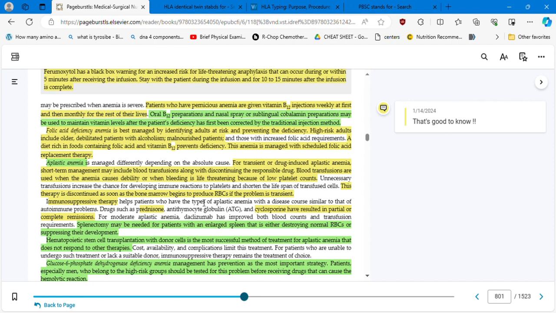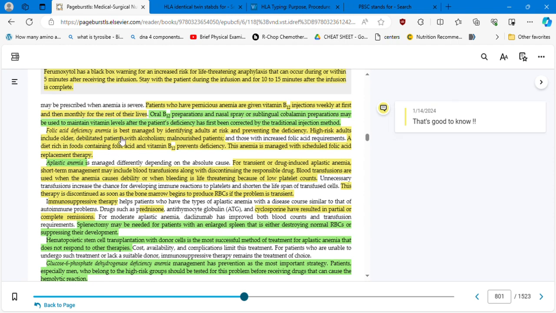Patients who have pernicious anemia are given vitamin B12 injections weekly at first and then monthly for the rest of their lives. We know pernicious anemia is an autoimmune condition. Or a B12 preparation as a nasal spray or sublingual cobalamin preparation may be used to maintain vitamin levels after the patient's deficiency has first been corrected by the traditional injection method. And that's good to know.